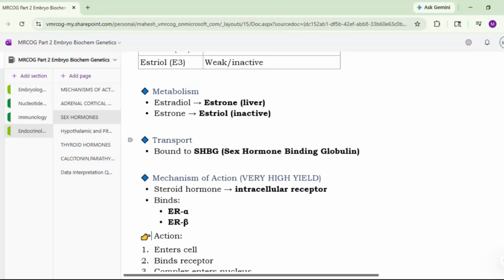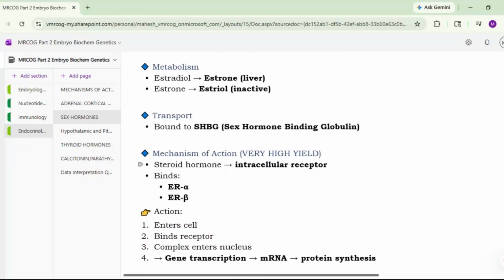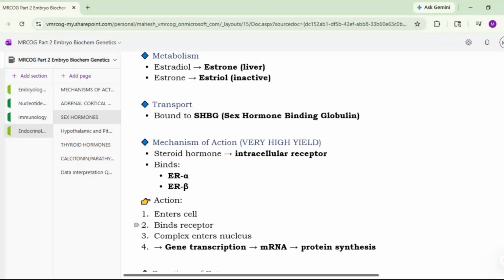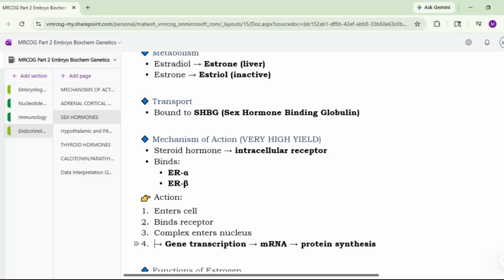Now this is bound to SHBG, that is sex hormone binding globulin. So estrogen will bind to the SHBG. Coming to the mechanism of action, it is a steroid hormone, so the general mechanism we have already seen. Where is the receptor? It is an intracellular receptor. It has two receptors, estrogen receptor alpha and estrogen receptor beta. It enters the cell, binds with the receptor, and the complex enters the nucleus. That leads to gene transcription, and via mRNA there is protein synthesis.